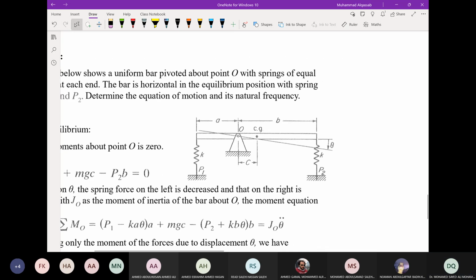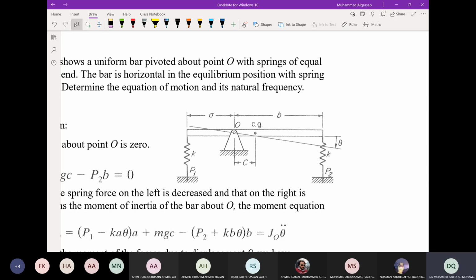Now we have the bar is rigid, and it is in rotation about point O, which is a non-centroidal point. Point O is not on the centroid or on the center of gravity. Okay, so the center of gravity is moving in translation, and the whole bar is in rotation.